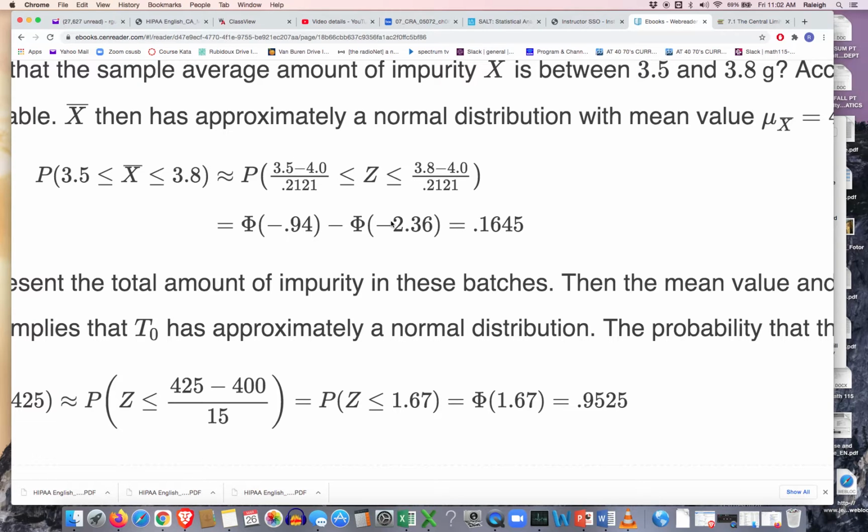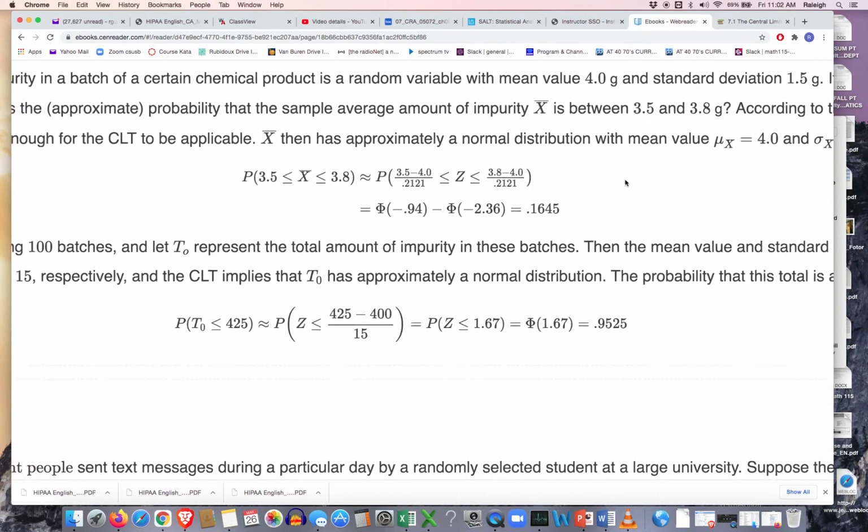Actually, well, we crossed them, yeah. So this one's further away from the mean. This one's closer to the mean, so it's actually crossed. And when you subtract those two values out, you would get about 16.5%.